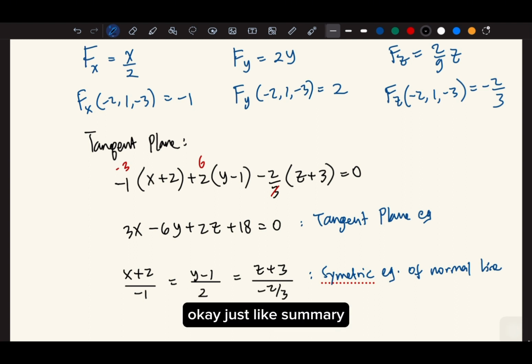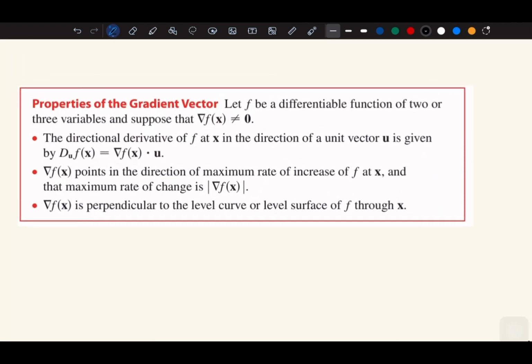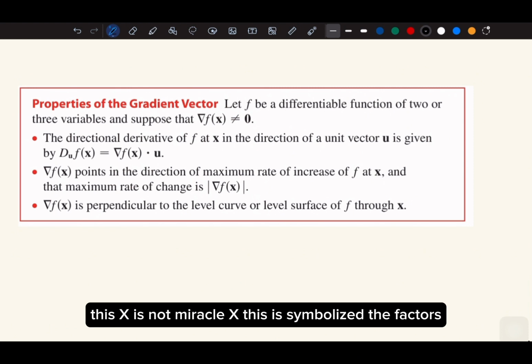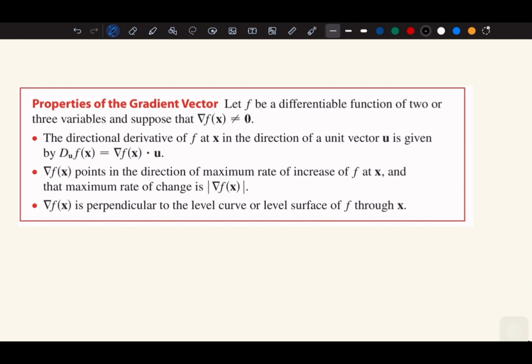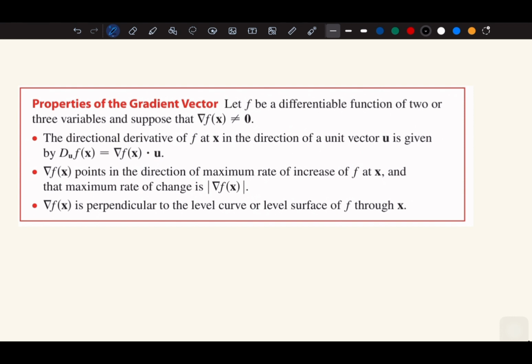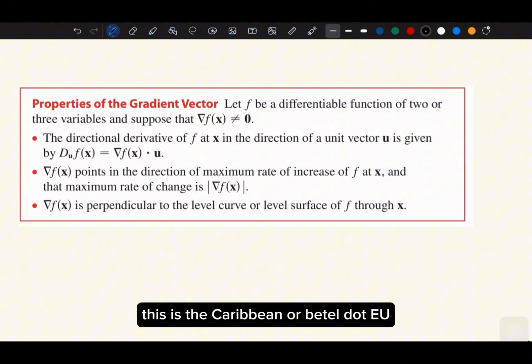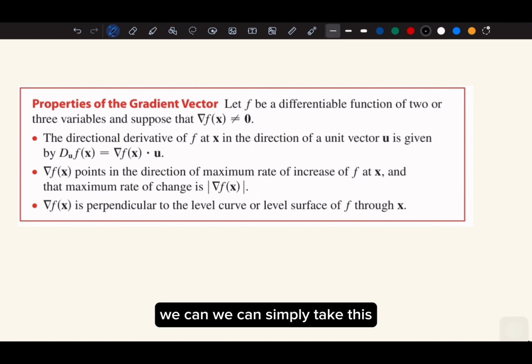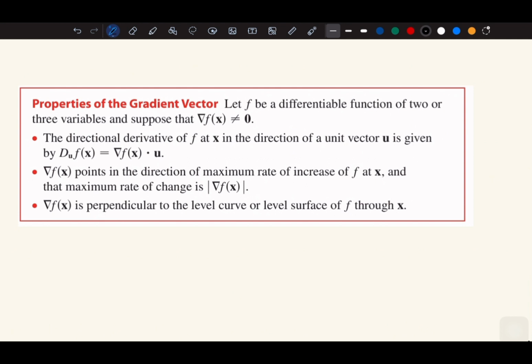Okay, just a summary on the properties of the gradient vector. If the function is differentiable and the gradient vector is not 0, this x is not the variable x; it symbolizes the vectors. So the directional derivative of f at x in the direction of vector u is given by this directional derivative. This is the summary of what we have. So the gradient, or the del, dot the u, remember, is a unit vector. If you have been given a vector, then you need to change it into a unit vector. And then the direction of maximum rate, we can simply take its magnitude of vectors. You remember the magnitude of the vectors.